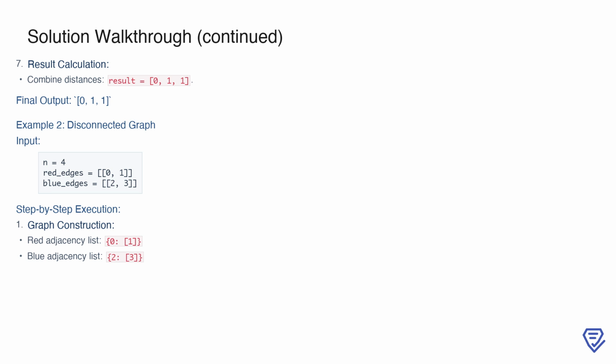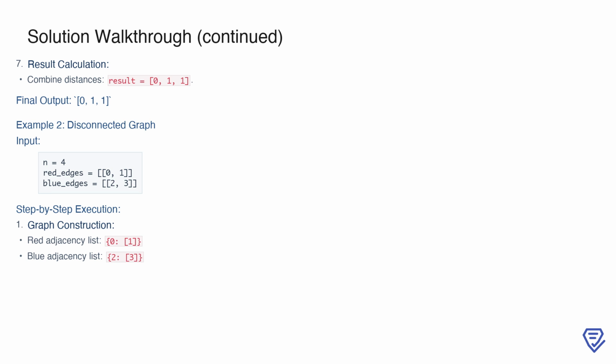To compute the final result, we take the minimum distance for each node between the two available options, red and blue edges. If a node is unreachable via both colors, the result for that node should remain -1. For this example, node 0 is the starting point and thus has a distance of 0. Node 1 is reachable via a red edge with a distance of 1. Node 2 is reachable via both red and blue edges, but the shortest path is via the blue edge with a distance of 1. Combining these distances gives us the result array [0, 1, 1].